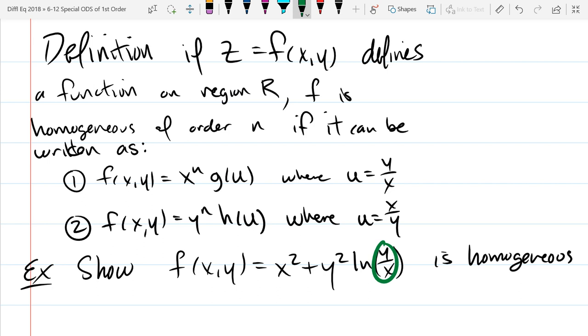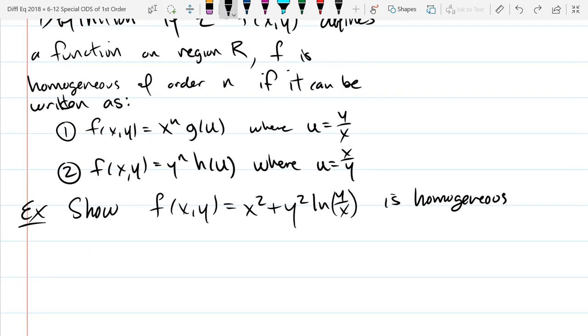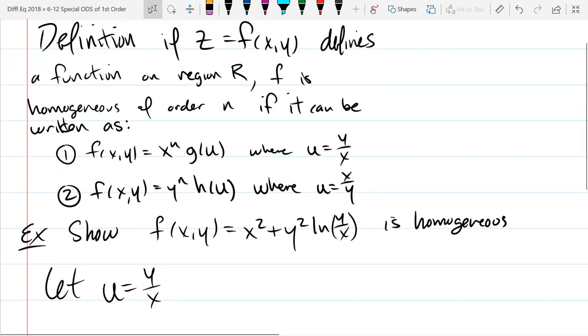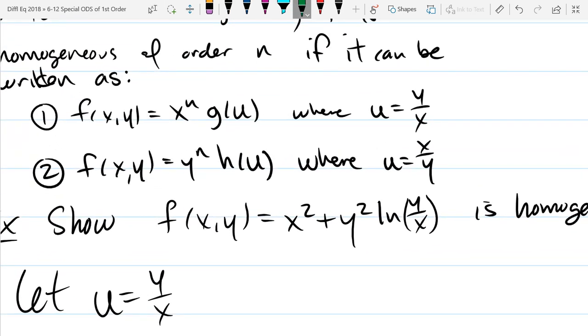If I didn't have that, if it was just x squared plus y squared, I could go either way. There was not one obvious choice to make. But because there's already a y over x, I'm going to go that direction. So first thing we're going to do, let u equal y over x. The other thing to notice about 1, I need an x to the n out front.